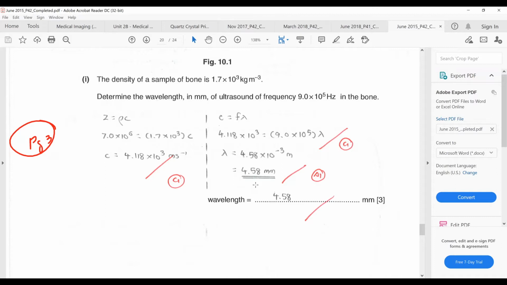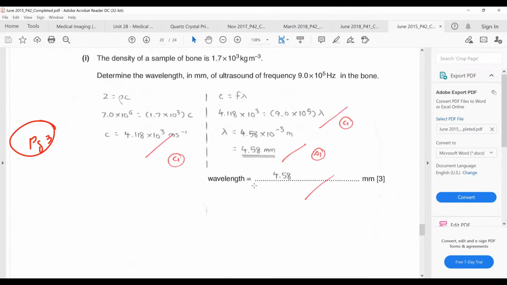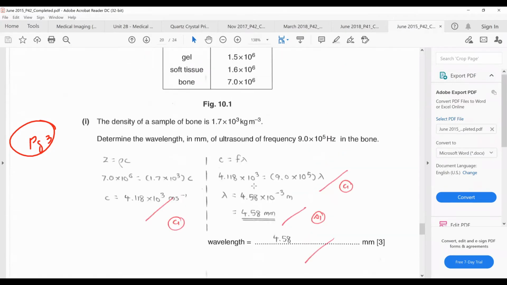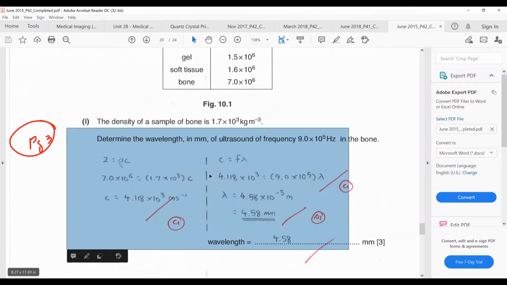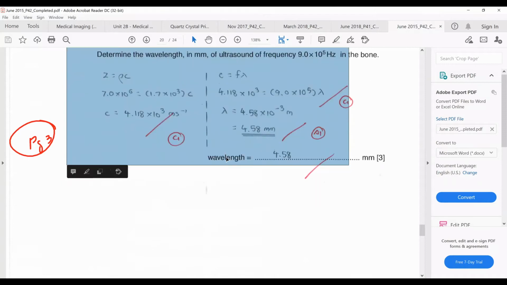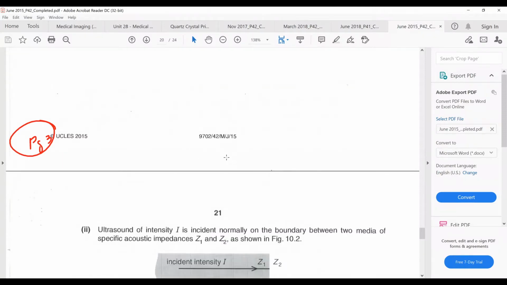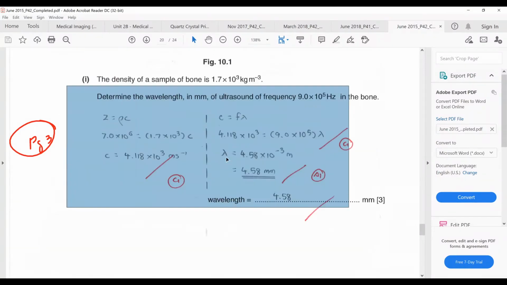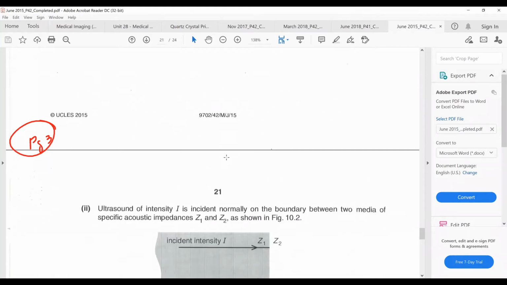Okay, so if this one is fine, then we can just move on to the next one. Right, so this one I assume no problem. Okay, right.